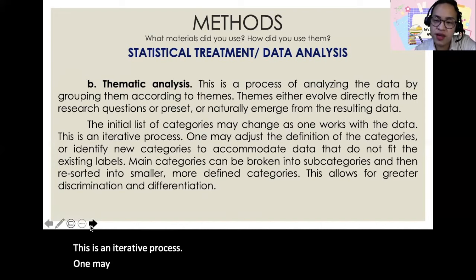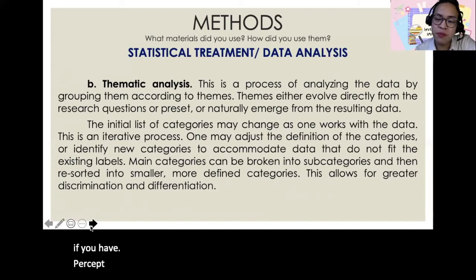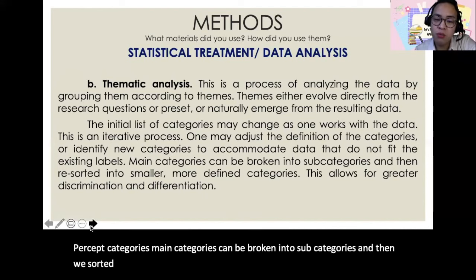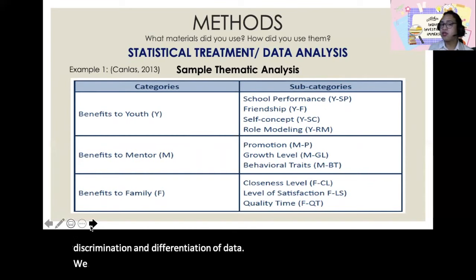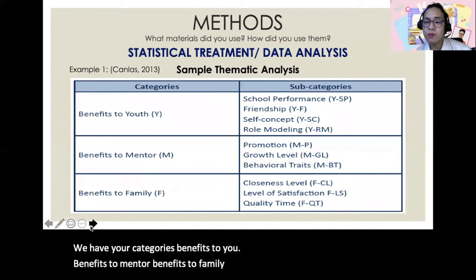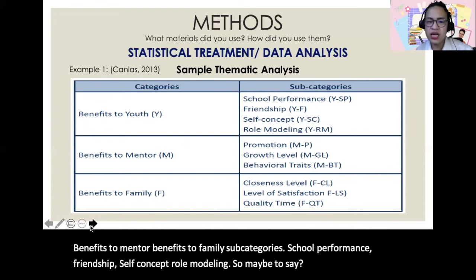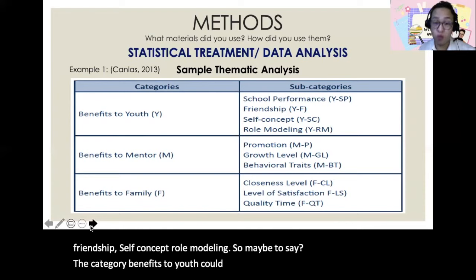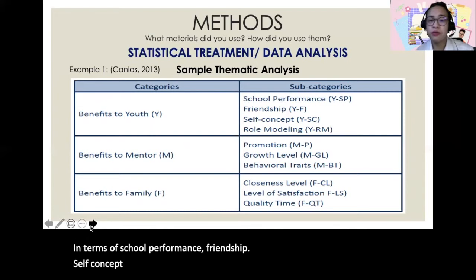One may adjust the definition of the categories or identify new categories to accommodate data that do not fit the existing labels. If you have preset categories, main categories can be broken into subcategories and then resorted into smaller, more defined categories. This allows for greater discrimination and differentiation of data. Example, we have here categories: benefits to youth, benefits to mentor, benefits to family. Subcategories: school performance, friendship, self-concept, role modeling. So meaning to say, the category benefits to youth could be subcategorized into 4 in terms of school performance, friendship, self-concept, and role modeling, and so on.